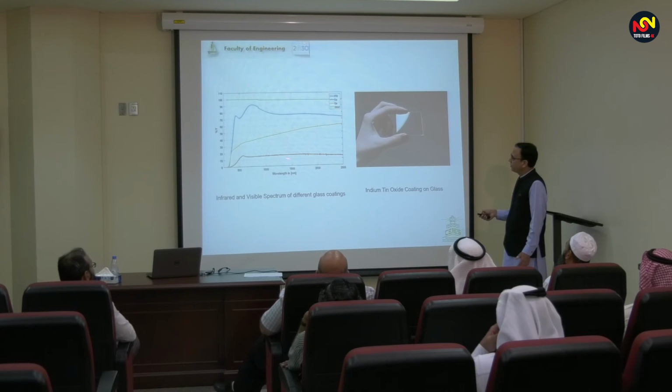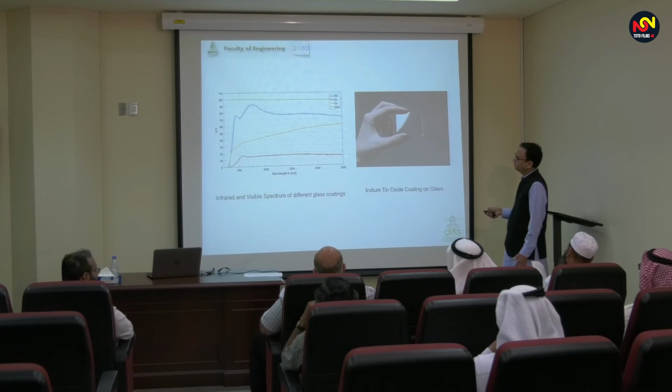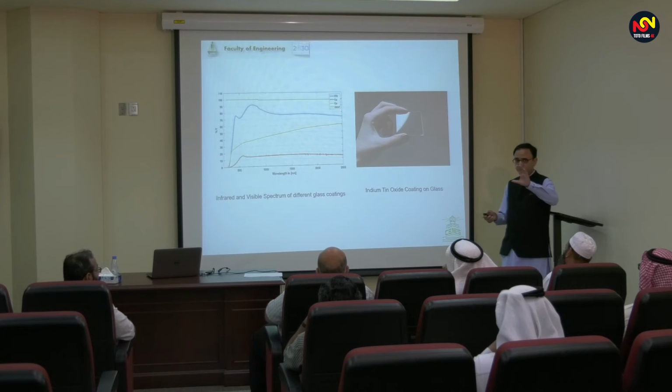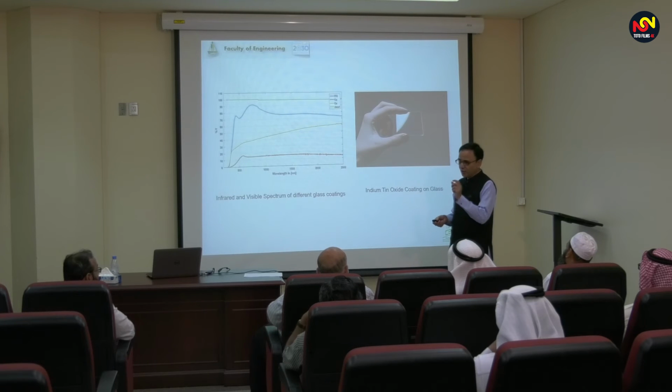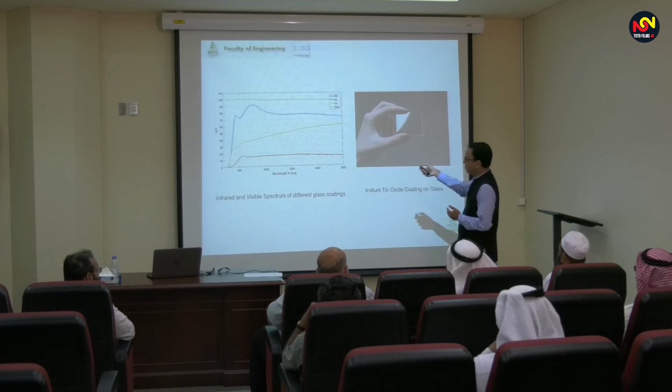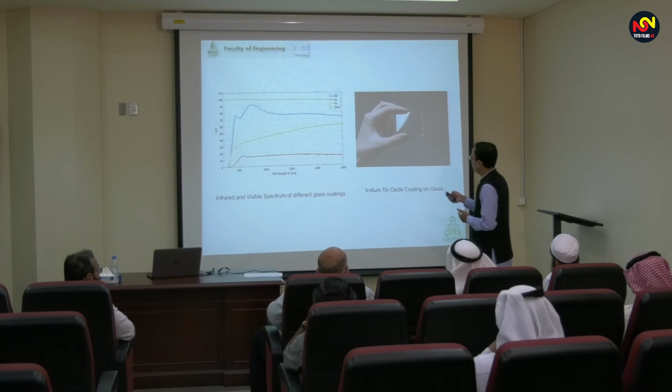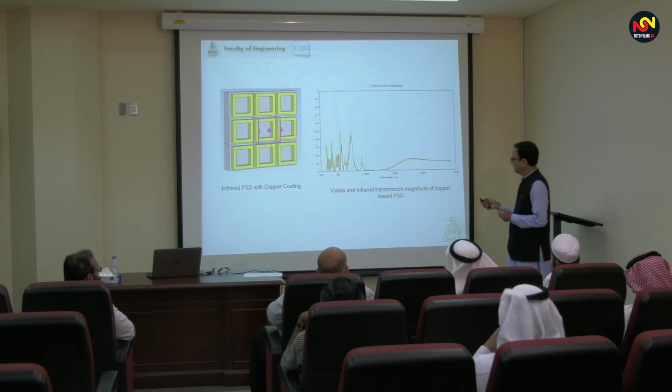Then we did it with the copper, and we did the cobalt. You can see the copper is the one which is having the high heat loss. But the problem is, you can see there is no visibility. So it means that if we put copper on the glass, nobody can see through. So now we are making a band stop FSS on this glass. How? Here. I don't want to give the dimensions.